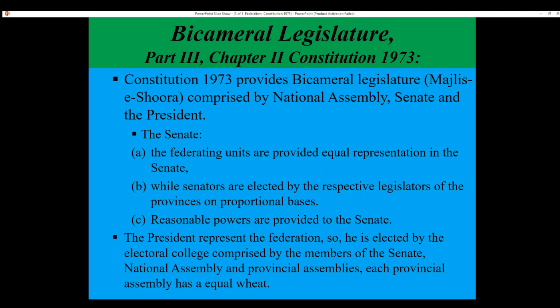So, the next, the President represents the Federation. The President is elected by the Electoral College, comprised of the members of the Senate, National Assembly, and provincial assemblies. Each provincial assembly has equal weight. So in this way, the provinces have been given weightage in the election of the President.